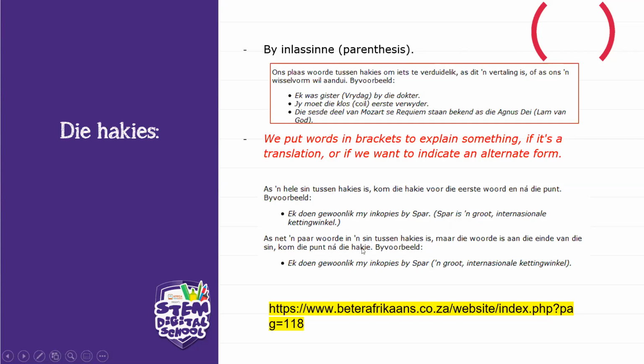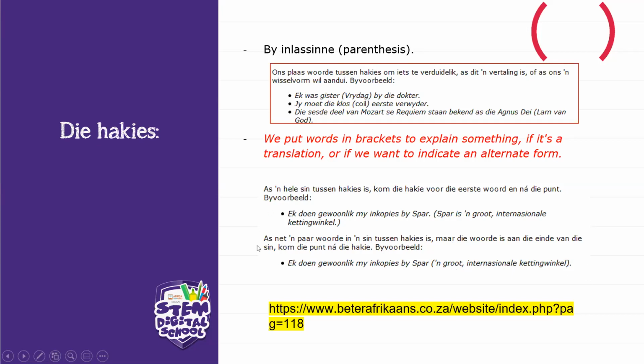So it's the same sentence, but there's also another sentence in the brackets, but the words on the end of the sin, then now the full stop will be at the back. So ek lees hom weer as net 'n paar woorde in die sin tussen hakies is. So it's not the full sentence that's in brackets, it's just a few words to explain the previous sentence word. Then it will have the full stop at the end.